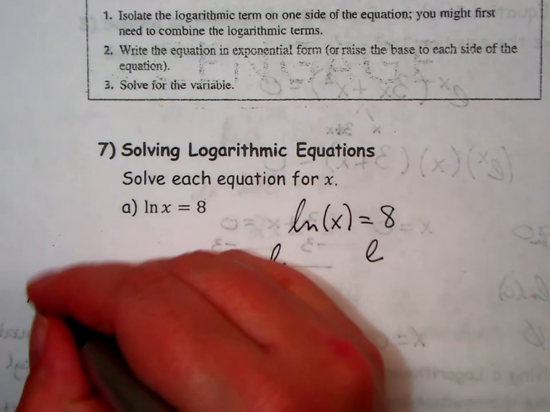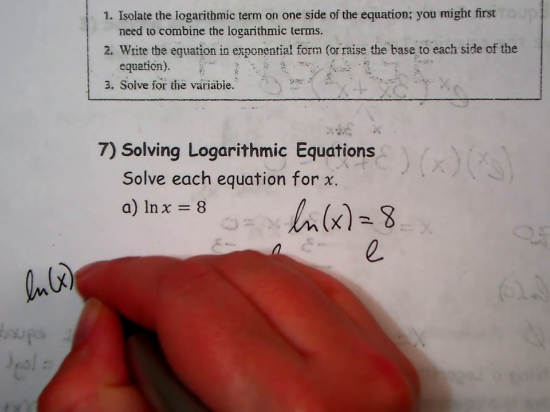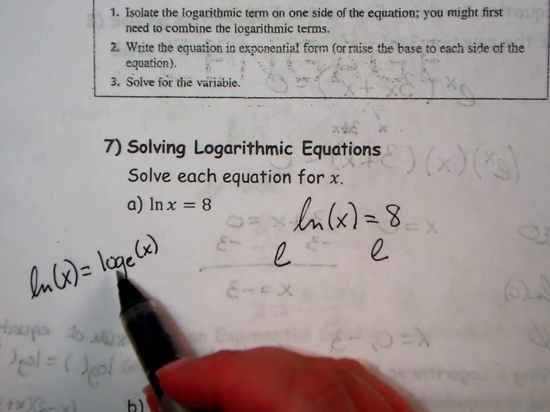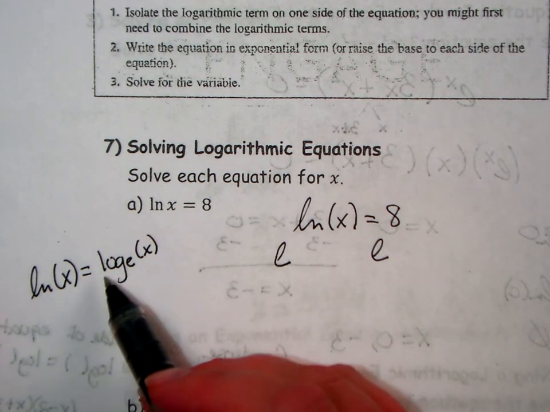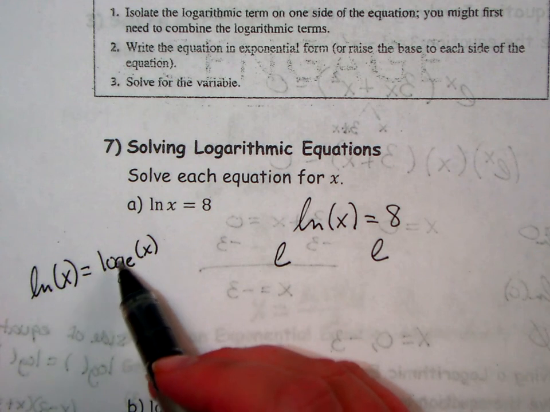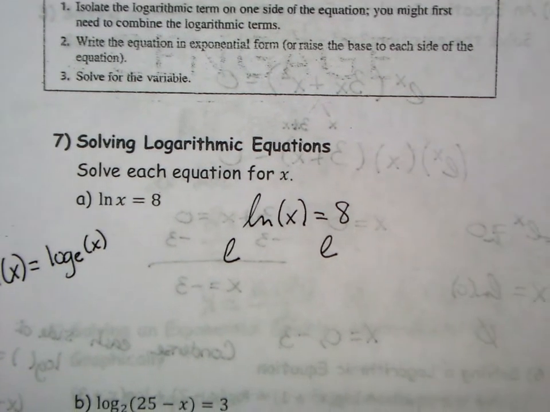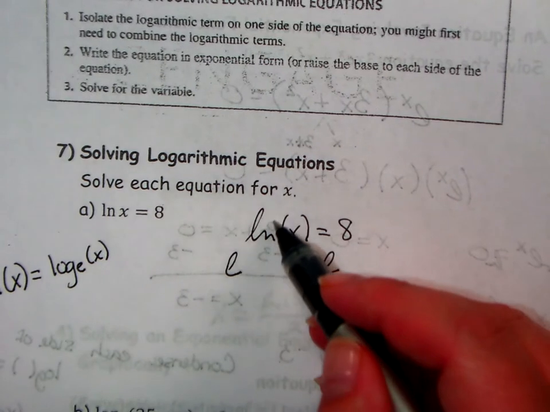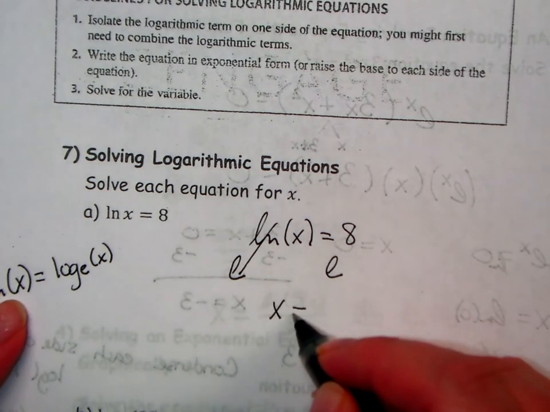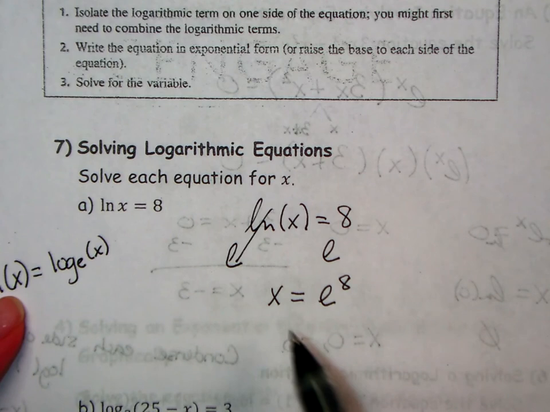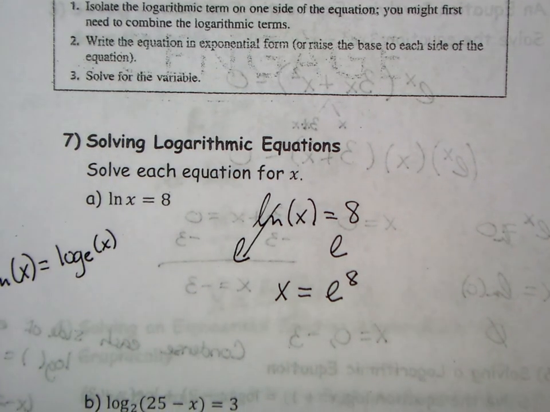Because remember, ln of x is the same thing as log base e. So the exponential that cancels ln is e, right? But you're never going to see it written log base e. You're always going to see it written ln, all right? So e and ln cancel each other out, so we get x equals e to the 8th power, right? And this one's done because that's what x equals. If you need to plug it into the calculator, that's fine, right?